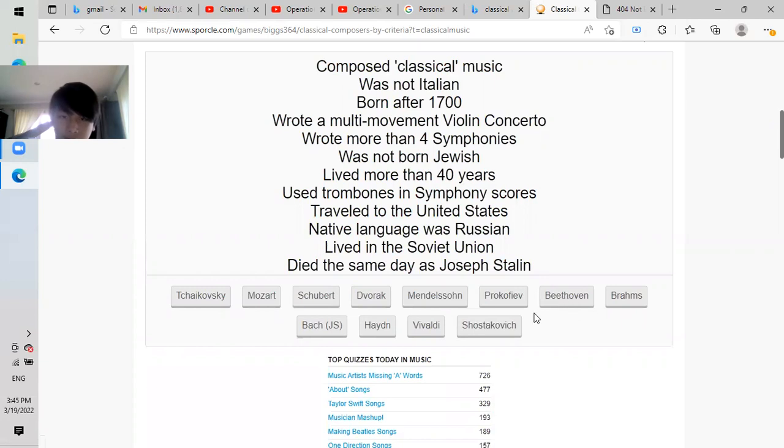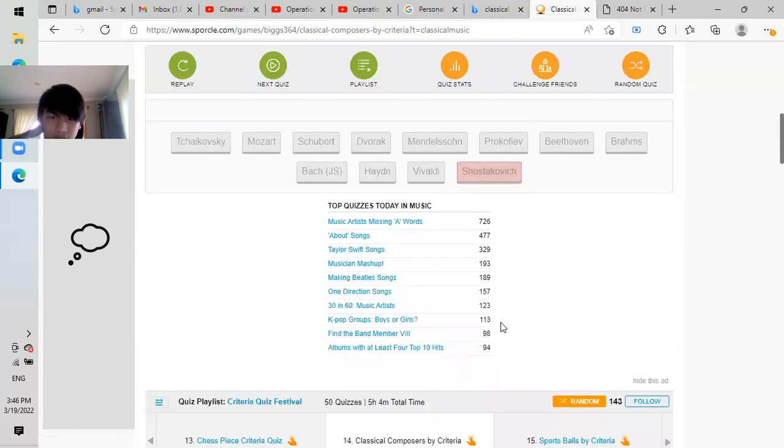Multi-movement concerto. Wrote more than four symphonies, was not born Jewish, lived more than 40 years. Beethoven did, so yeah, that traveled to the United States. Okay, that actually is not Beethoven then. Not Dvorak, but no, his native thing. Ooh, lived in the. Okay, then. It has to be Shostakovich.